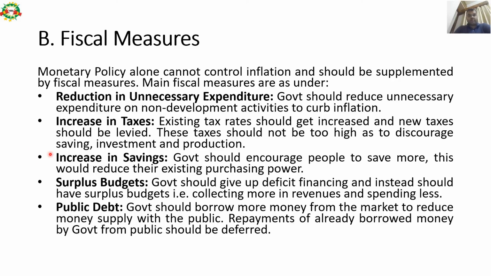Increase in saving. Government should encourage people to save more. This would reduce their existing purchasing power. Then surplus budgets. Government should give up deficit financing and instead should have surplus budgets, that is collecting more in revenues and spending less. And fifth is public debt. Government should borrow more money from the market to reduce money supply with the public. So government should take out more money from the market by borrowing. Repayment of already borrowed money by government from the public should be deferred. So ultimately money flow should get reduced in the market through physical measures.